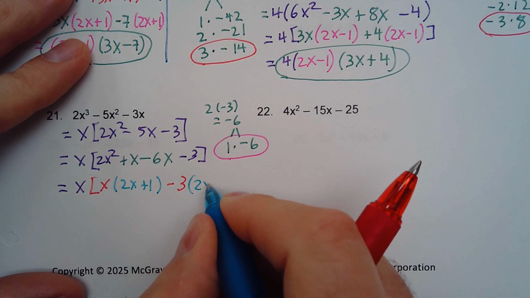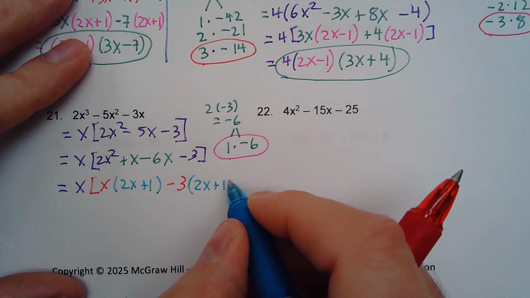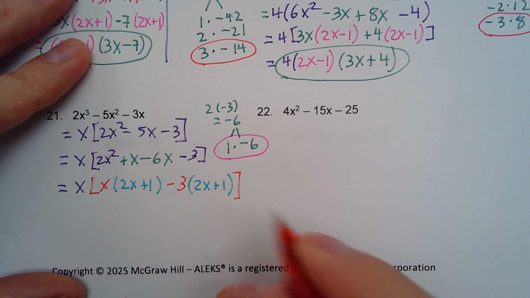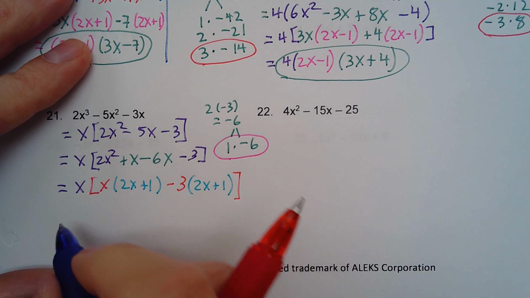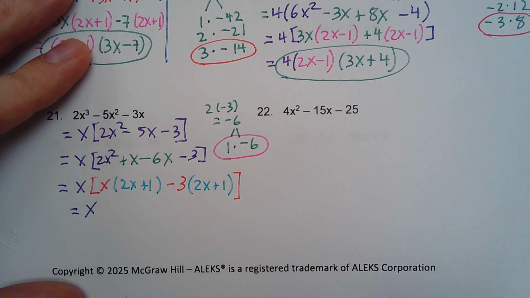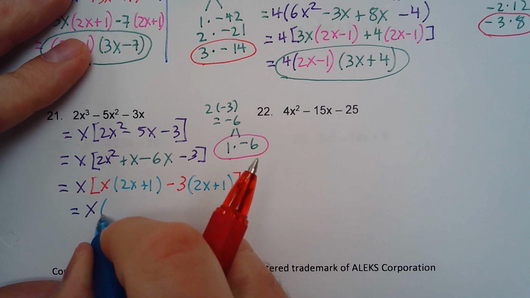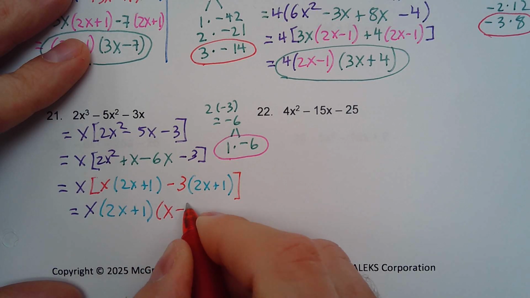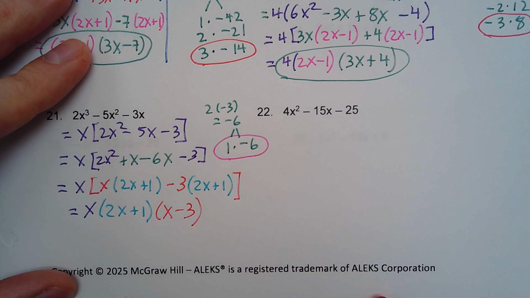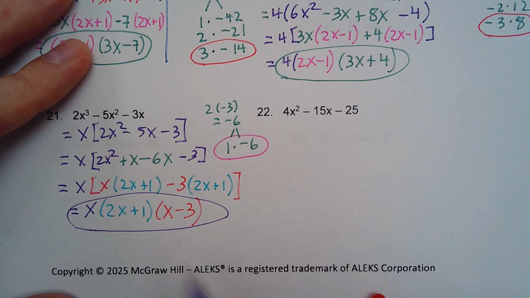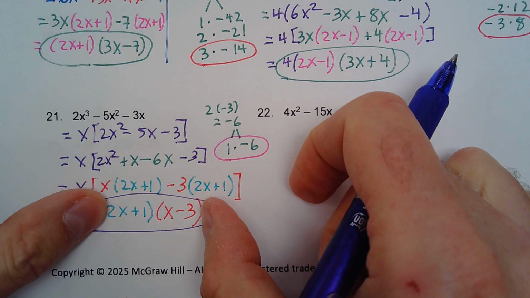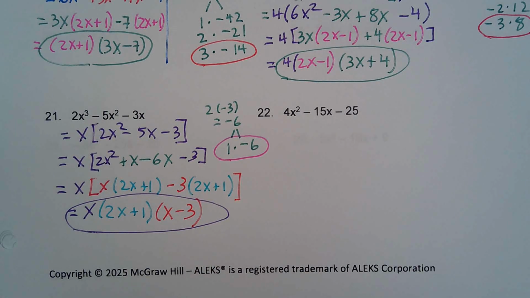That gives me 2x plus 1. And now my two pieces have the 2x plus 1 in common. So I'm going to bring that out in front. My leftovers are x minus 3. Now if I wanted to check this, I would FOIL this out first. After I get that answer, which should give me that, then I would distribute the x.